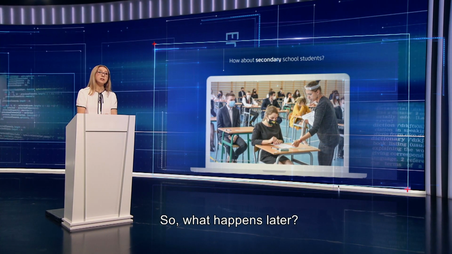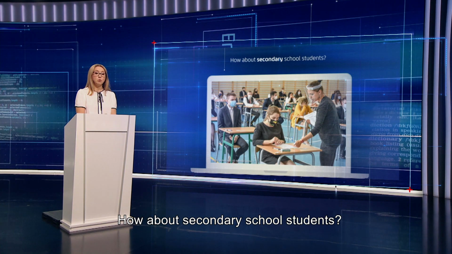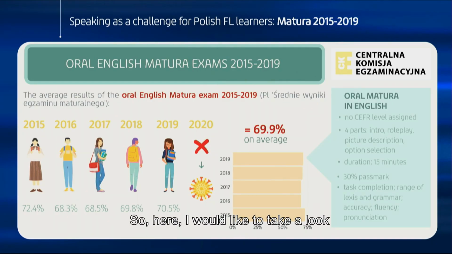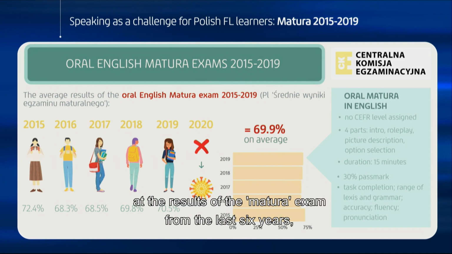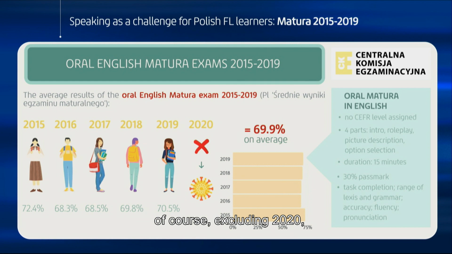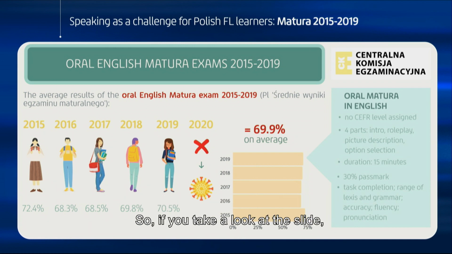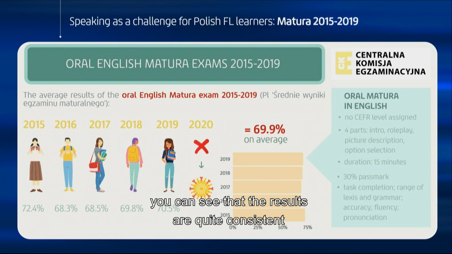So what happens later? How about secondary school students? So here, I would like to take a look at the results of the Matura exam from the last 6 years, of course, excluding 2020, when the oral exams were cancelled due to the COVID pandemic. So if you take a look at the slide, you can see that the results are quite consistent.